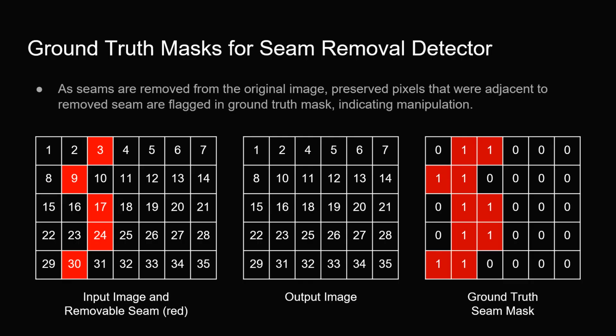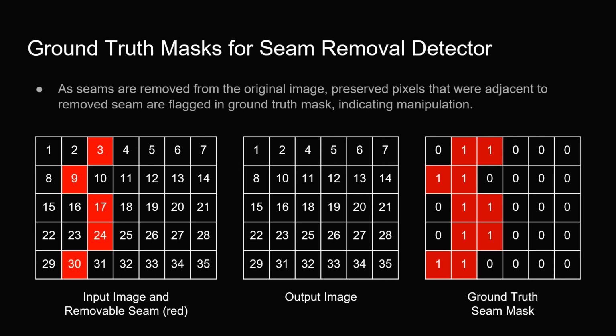Here I want to briefly touch upon the ground truth masks used for training, in particular for the seam removal detector. Since seam removal removes pixels from the input image, it's not immediately clear what we're actually trying to detect when we say we want to detect seam carving removal. In our formulation, we mark preserved pixel locations that were adjacent to removed seams as manipulated for our ground truth mask. For example, on the far left is an input image with its indices notated, and one seam that we'd like to remove in red.